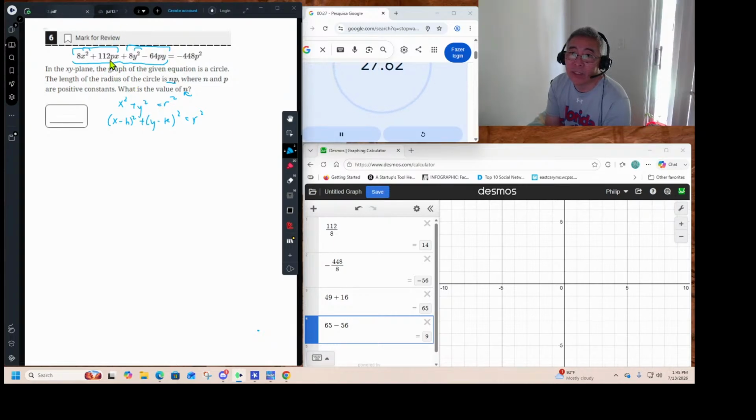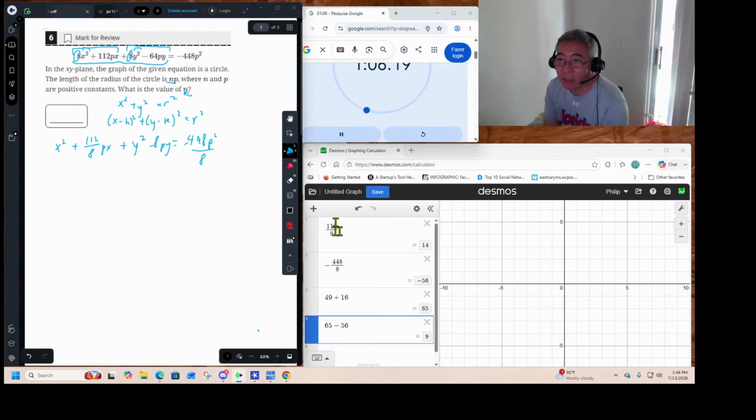One of the things that makes this a circle and also makes it easier to complete the square is that both the x squared and y squared terms have a leading 8. So we can make this a little easier by dividing everything by 8. We divide the left side by 8 and the right side by 8. We'll end up with x squared plus 112 divided by 8 px plus y squared minus 8py equals negative 448p squared, also divided by 8.